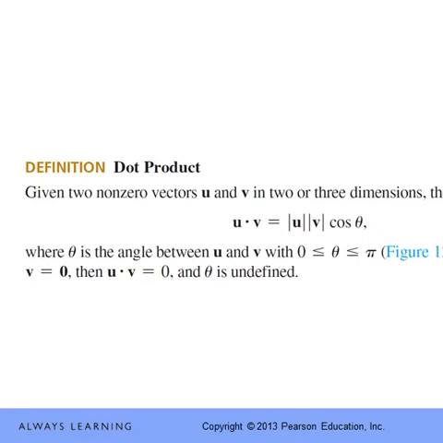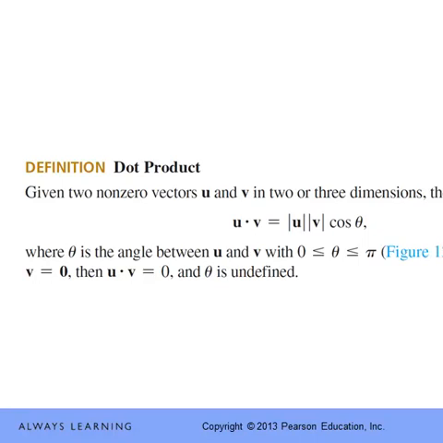Is u dot v the same as v dot u? Is it commutative, sort of property? Yes, exactly. Because magnitude u and magnitude v are two real numbers, you can swap their order. So by virtue of the commutativity of the product of two real numbers, that implies the commutativity of the dot product. Okay.